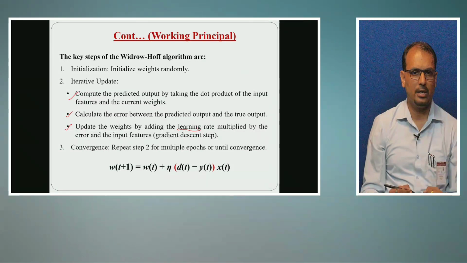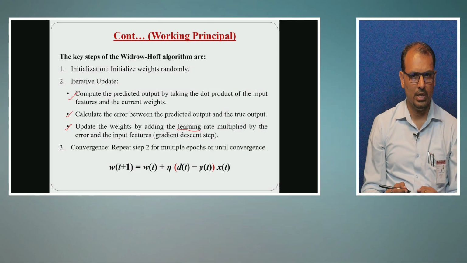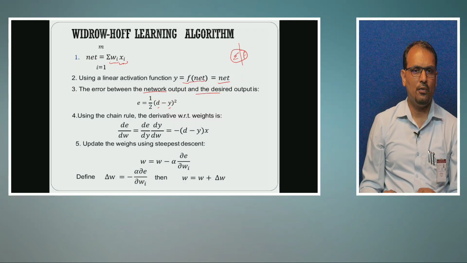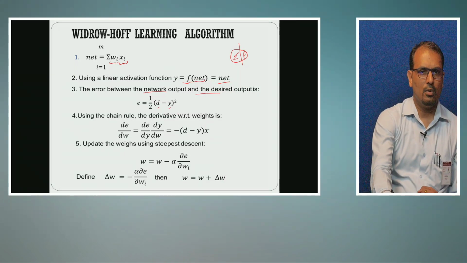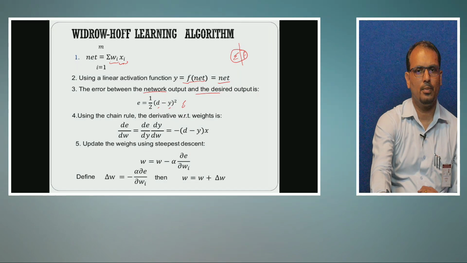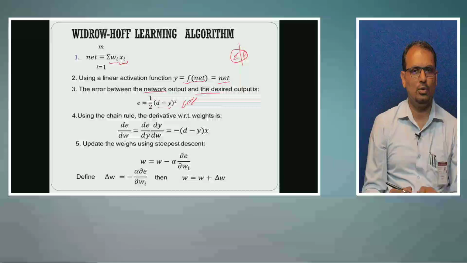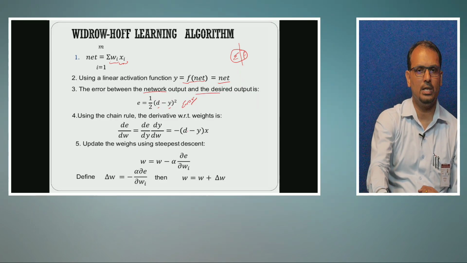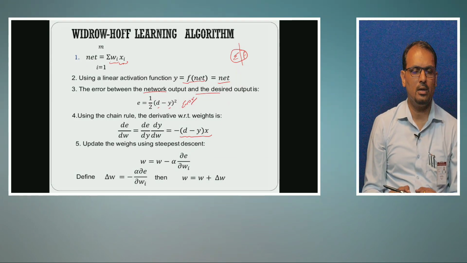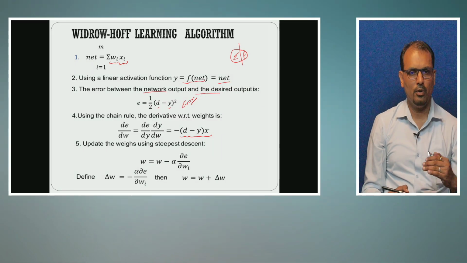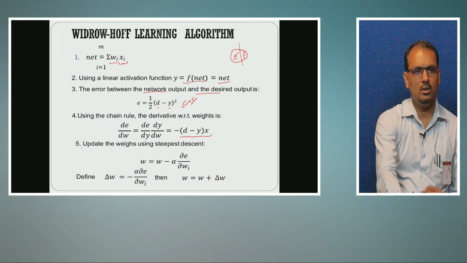Why are we going with the learning rate? Learning rate means the efficiency of the model we have, and by default we are going to assume it is 1. Now what is the formula here? This error we already calculated. Now using the chain rule, the derivative with respect to the weights, the formula we get is (d minus y) into input. Once we know how much error contributes for each and every weight, we are going to update the final weights.